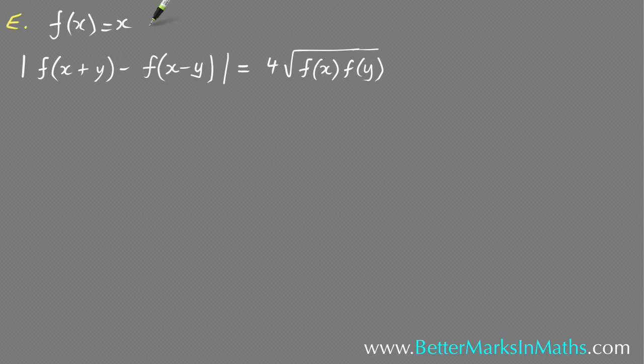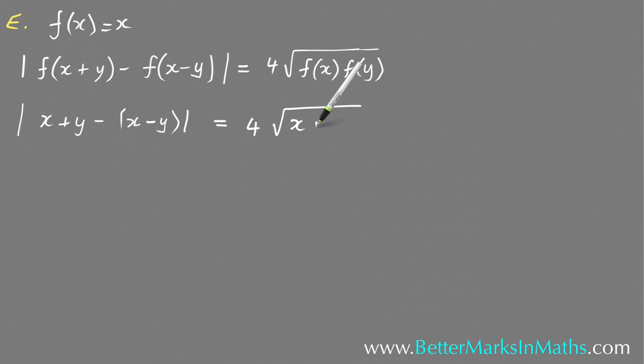Okay, so here's part E, f of x equals x, and applying this equation to that function, you would have the absolute value of, so this would just become x plus y, and then minus in brackets x minus y, which is equal to 4, and then under here you'd have f of x is x and f of y is y. So x minus x, the x's cancel out here, and then y minus minus y is 2y. So the absolute value of 2y equals 4 square root of xy.